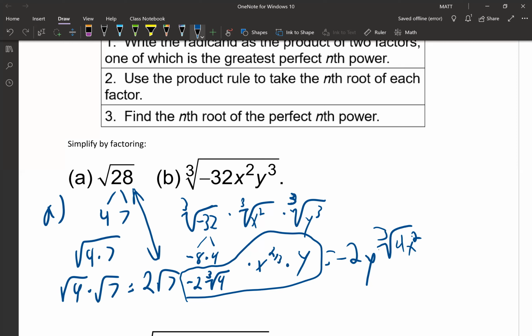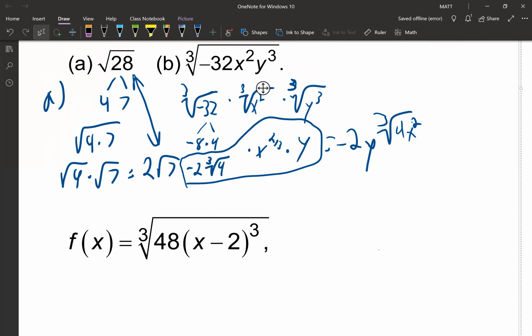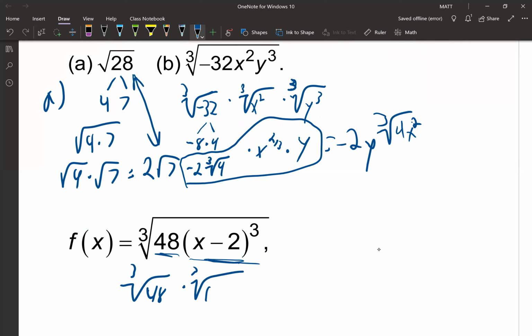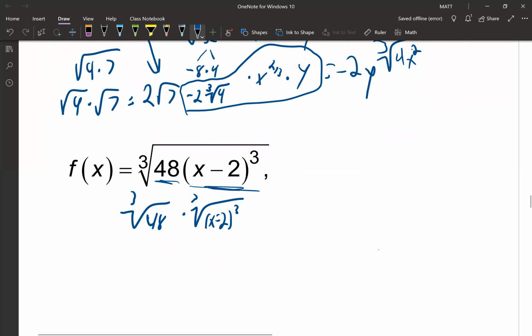Okay, all right, let's try some more. So this one, we have a function of x. What I'm going to do is split the 48 up into one factor and split the x minus 2 to the third power into another. So we have the third root of 48 multiplied by the third root of x minus 2 to the third power. Notice the third power and the third root will cancel, so we'll just get x minus 2 here.